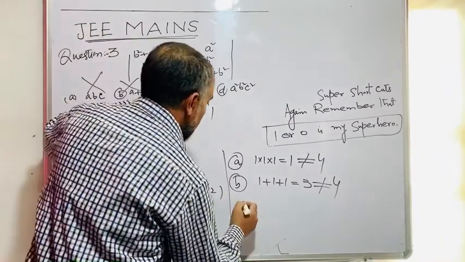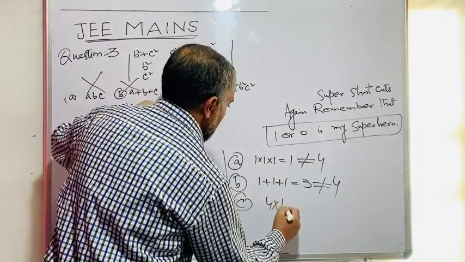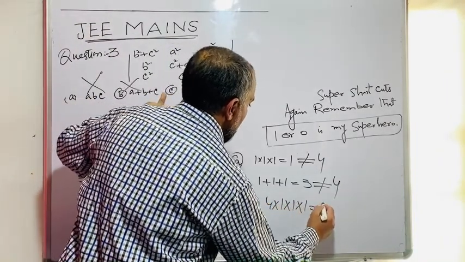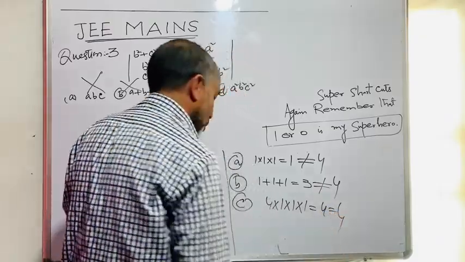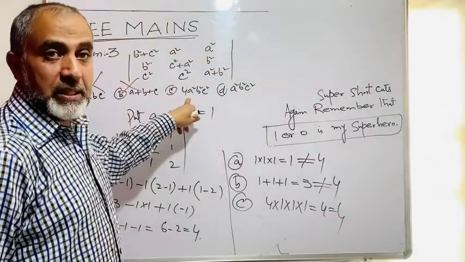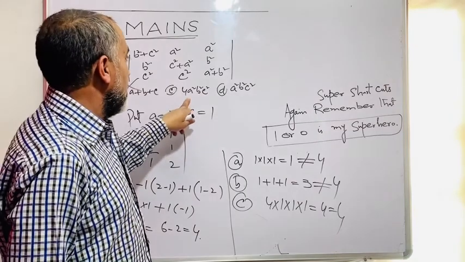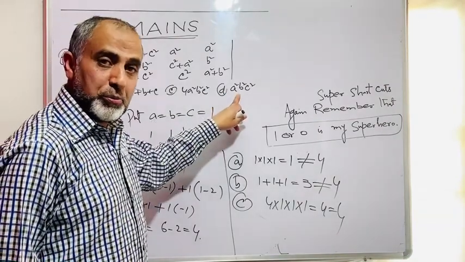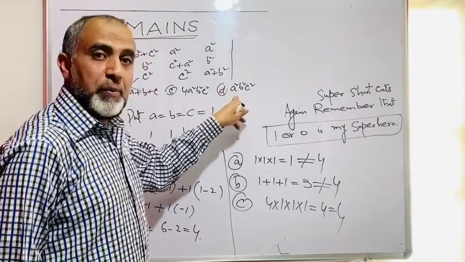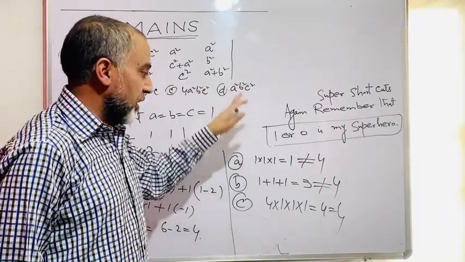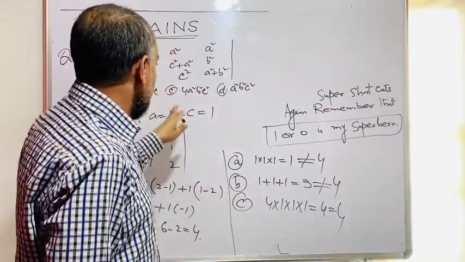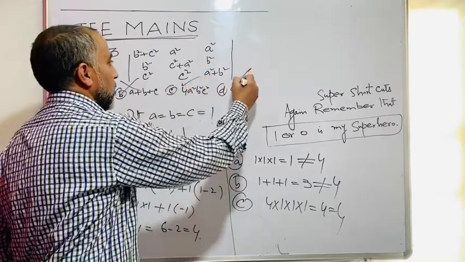So in c, you put 4 into 1 square, 1 square, 1 square, that is 4. And that is equal to our 4, and this is the correct option. Similarly, you can put in option D again. There the result comes 1, and that is not equal to 4. Therefore, C is the correct option.